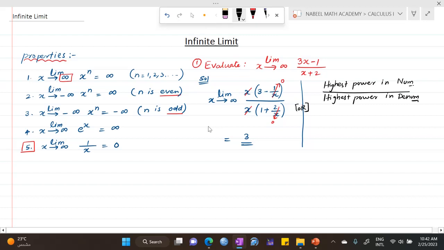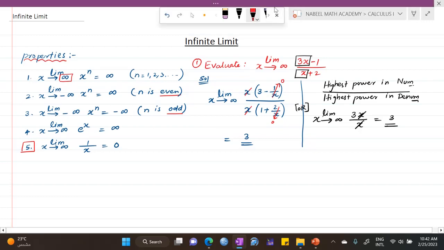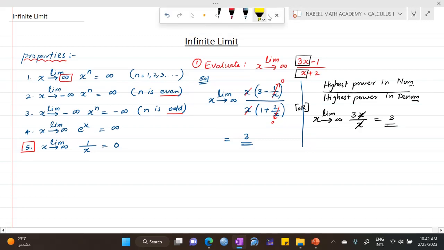So what is the value here? Suppose you have this function, the limit as x approaches plus infinity. I am taking the highest power of x. What is the highest power of x here? Along with the coefficients and the sign, 3x over x. Here the highest power is x, so x will cancel. If you apply the limit to a constant, the answer is the constant. So we use this shortcut method to solve the problem. This is the best method.